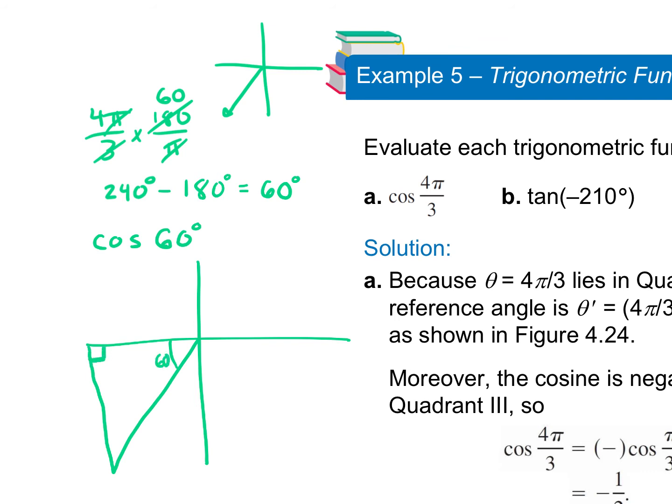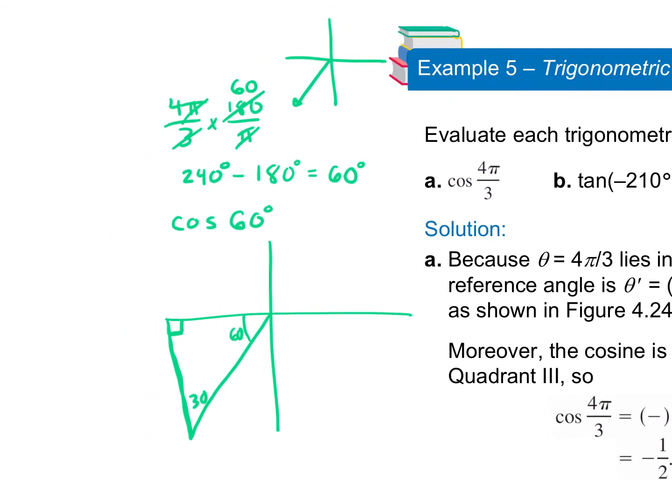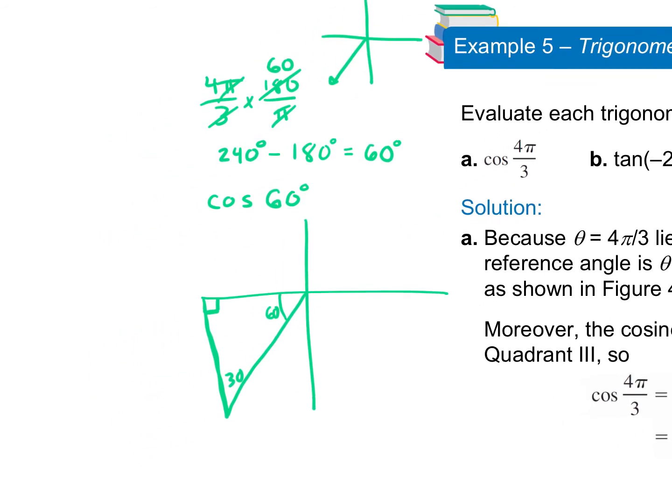So what type of triangle do I have here? 30, 60, 90. So it's part of the whole angle, but if we took the cosine of 240, it's going to be the same thing as the cosine of 60. The only difference is the sign would be different. So it could be positive or negative depending on which quadrant it falls in.